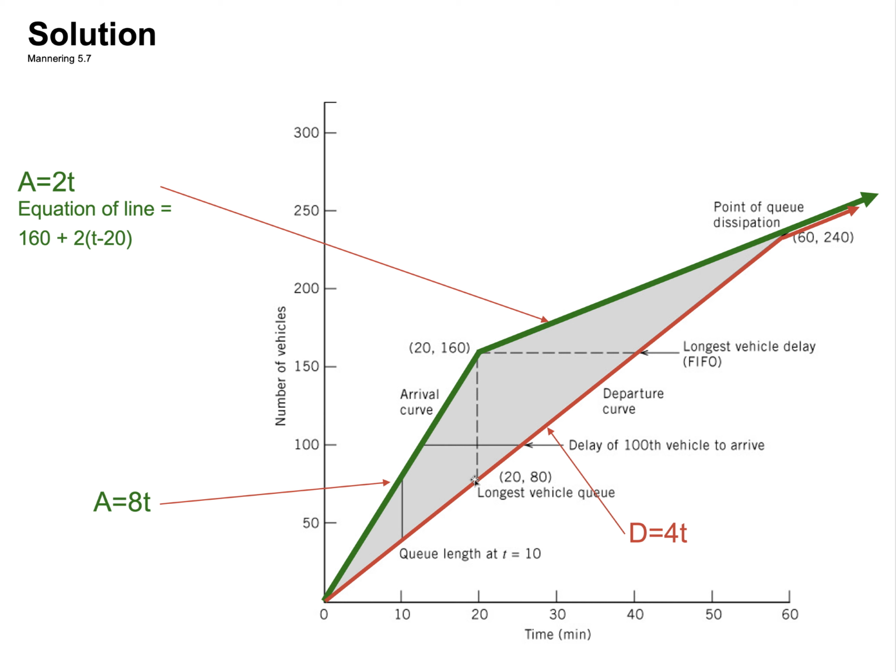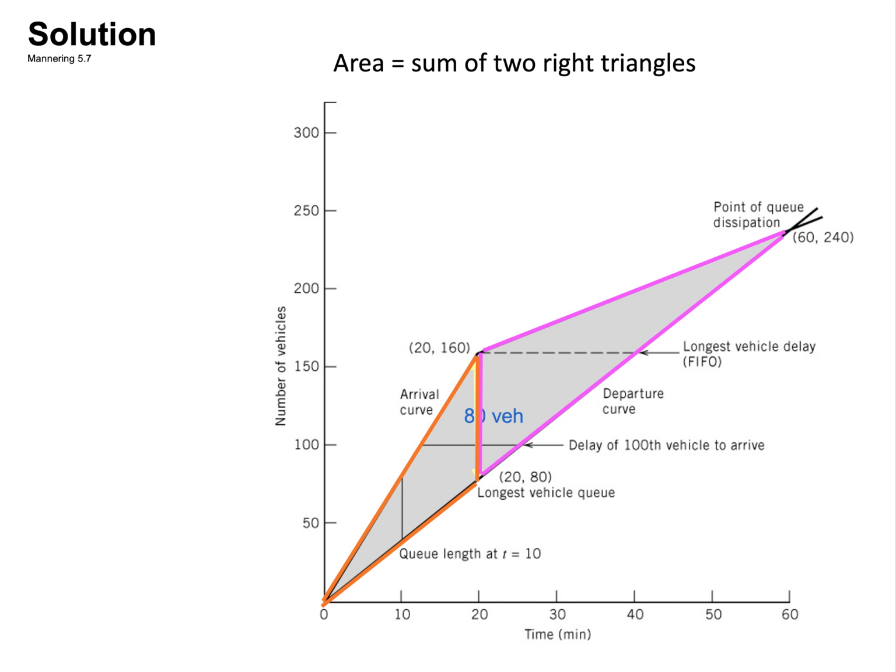The longest vehicle delay, assuming first in, first out rules, happens to vehicle number 160. And basically, to calculate that horizontal distance, remember that's time, it's just d of 40 minus a of 20 for the 160th vehicle. So that's 20 minutes is the longest time that a vehicle has to wait. Okay, so those are shown there in yellow. The longest queue is 80 vehicles. The longest vehicle delay is 20 minutes.